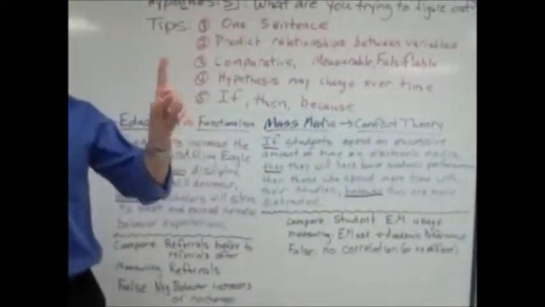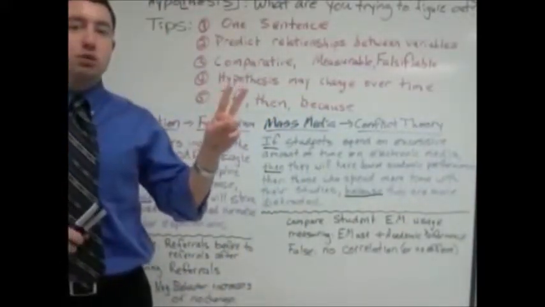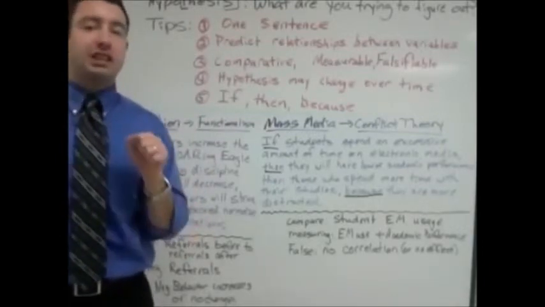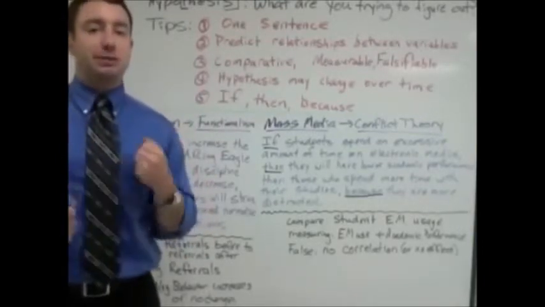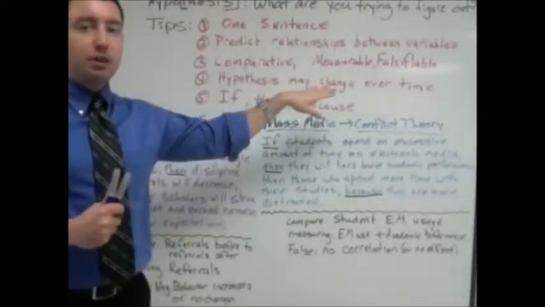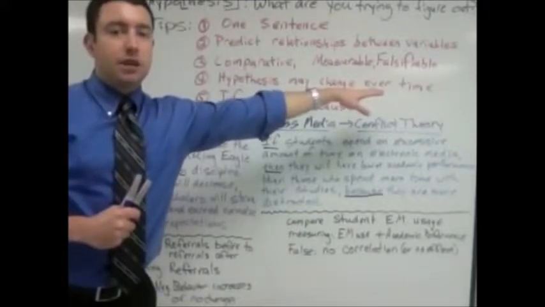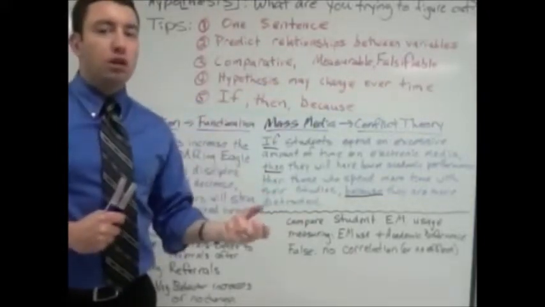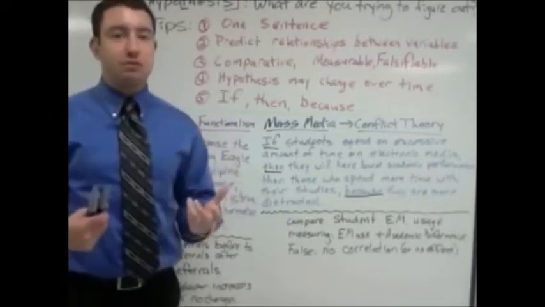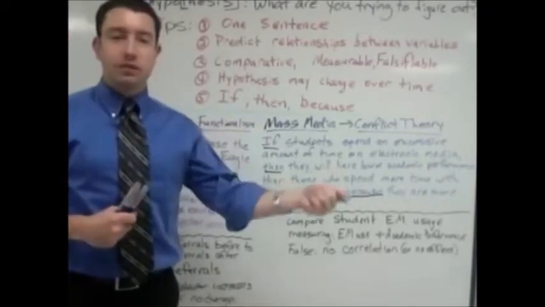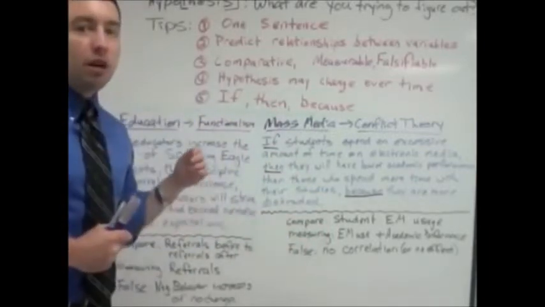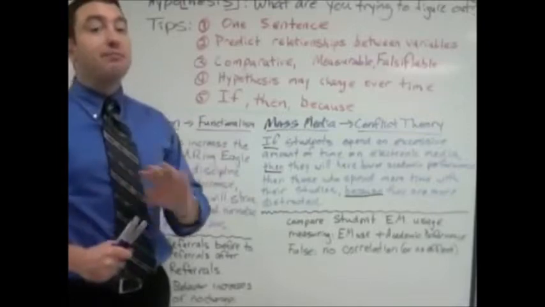Number one, it should be one sentence. Number two, you're trying to predict the relationship between two variables. So two things that could be changing. You're trying to predict the relationship between these two things. Number three, it should be comparative, measurable, and falsifiable. Meaning that you should be able to prove it wrong. You should be comparing two variables, and it should be something that you can measure with a survey, with observations, something that's measurable. Number four, your hypothesis might change over time.